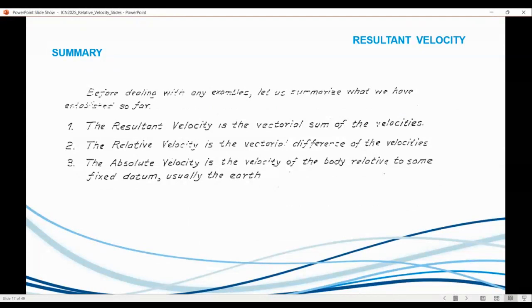And yeah, the resultant is a vectorial sum, whereas the relative velocity is a vectorial difference. You'll see that in your book, when they talk about the difference in velocities, they talk about the difference in terms of the two.